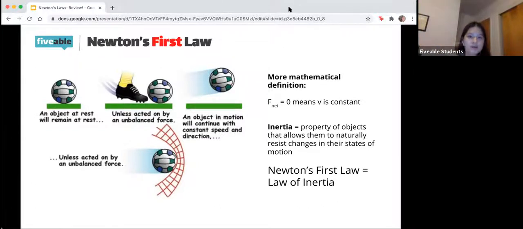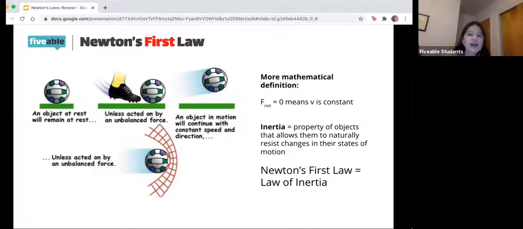So that's the more verbal definition, and then we have a more mathematical definition. I guess physics and mechanics is all about physics plus math. So the more mathematical definition is net force is equal to 0, which means the velocity is constant. That's another way of saying there's no unbalanced force. When you have a balanced force, net force will be 0. Let me give an example, let me just pull this up.